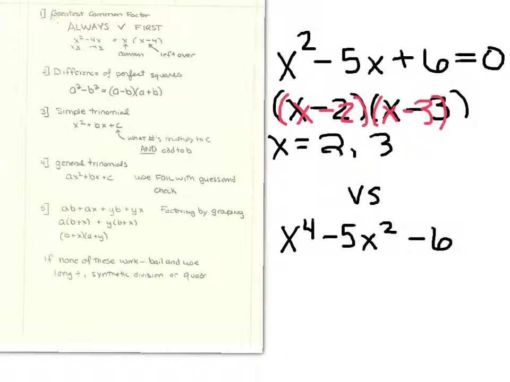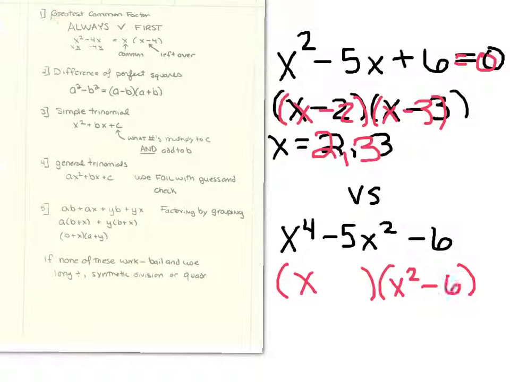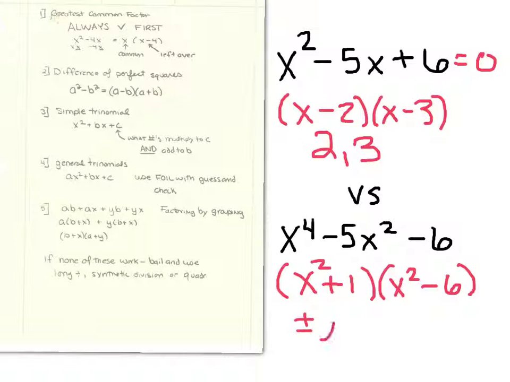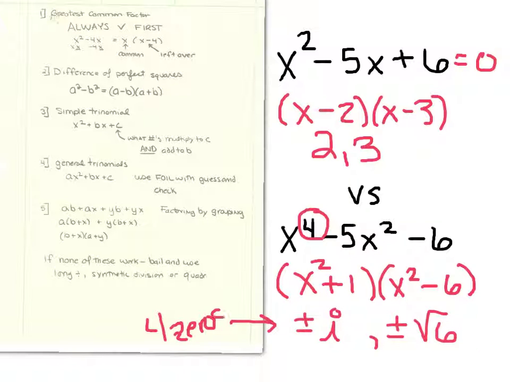And so if you were giving the zeros for this function, it would be 2 or 3. In the second question, it's asking what multiplies to negative 6 that adds to negative 5. So now I have to multiply to negative 6, so it would be negative 6 and positive 1. So here my zeros would be plus or minus i and plus or minus the square root of 6. Notice that this problem is a 4th degree equation and it has 4 zeros. The first problem was only squared and it only had 2 solutions.